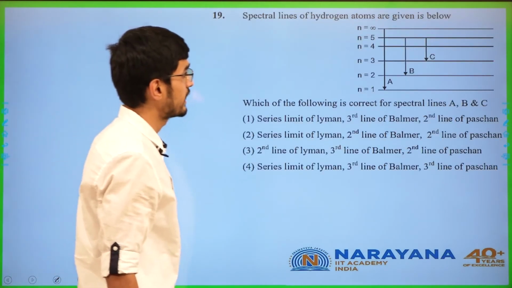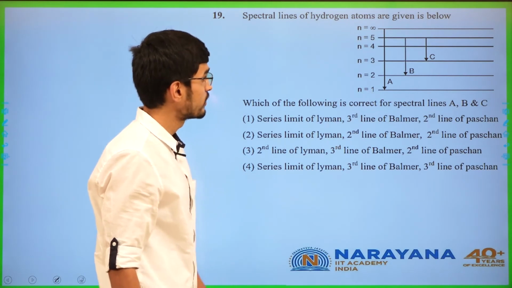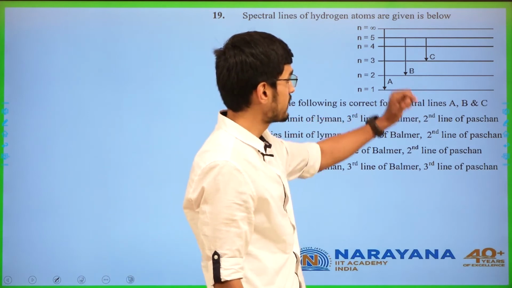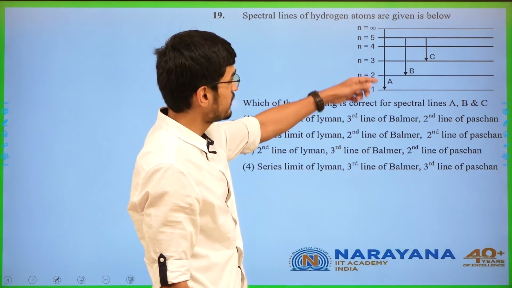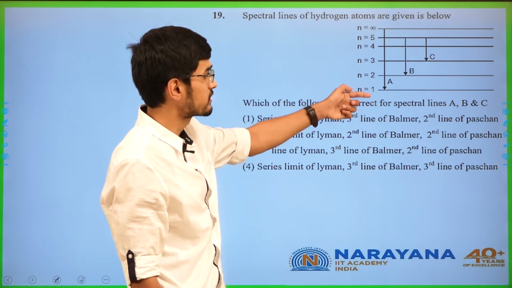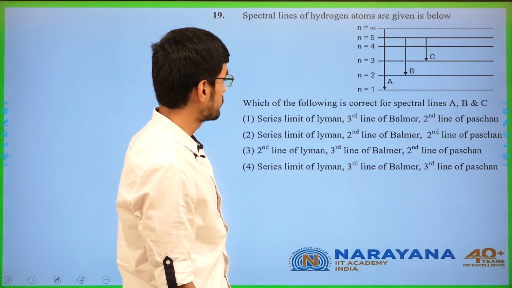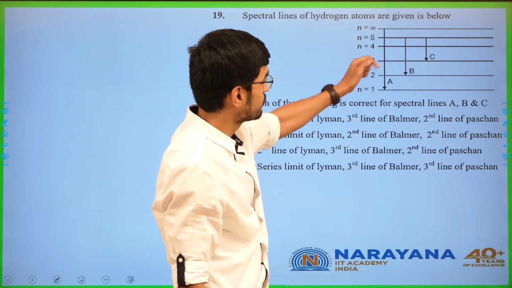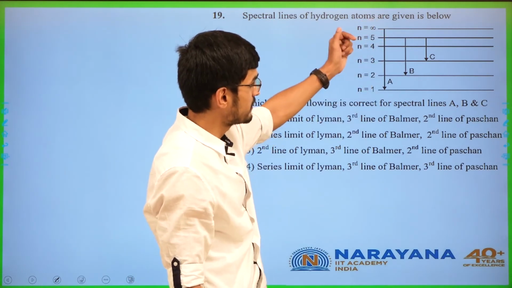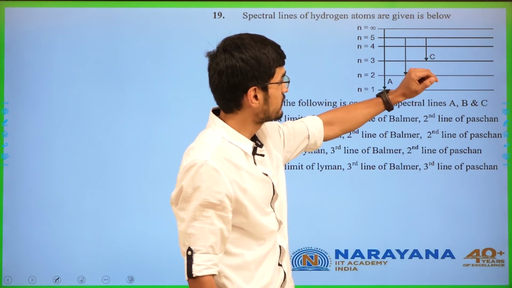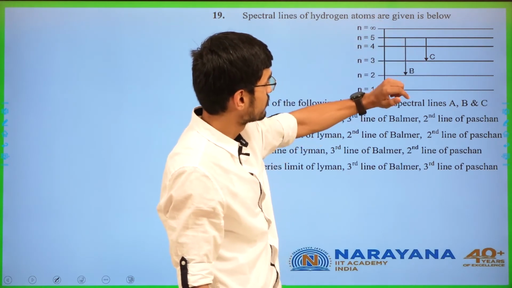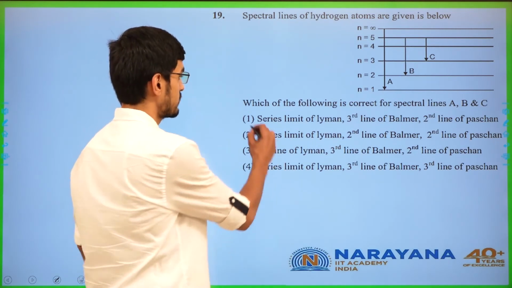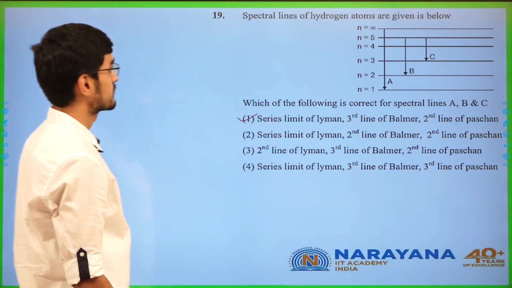Spectral lines of the hydrogen atom are given below. As you can see, 3 lines are shown, A, B and C. We have to tell which of the following is correct for these lines A, B and C. As you can see, A is the transition from infinity to the first state, that is the ground state. So it should be the series limit of Lyman. Right? B is indicating a 5 to 2 transition, so it is the third line of the Balmer series. And the third is indicating the transition 5 to 3, so it is for the Paschen series, and that's the second line of the Paschen series. Definition based question, the first option is the key. Next.